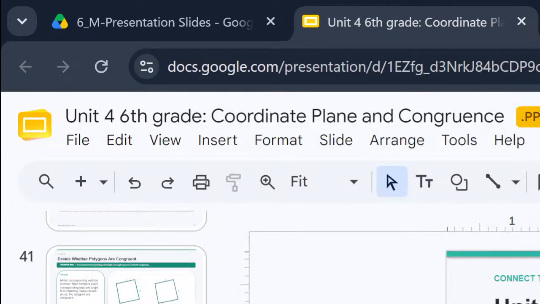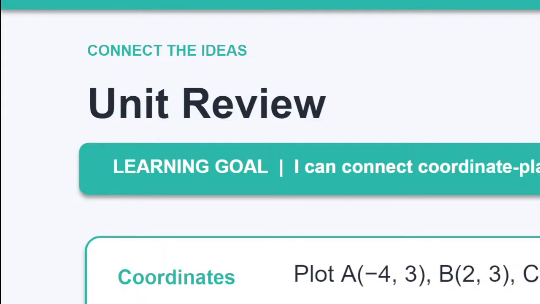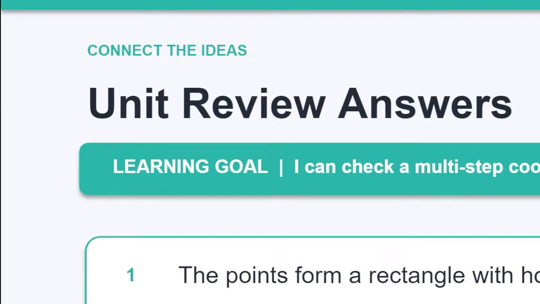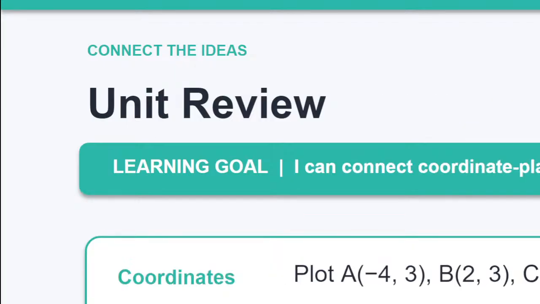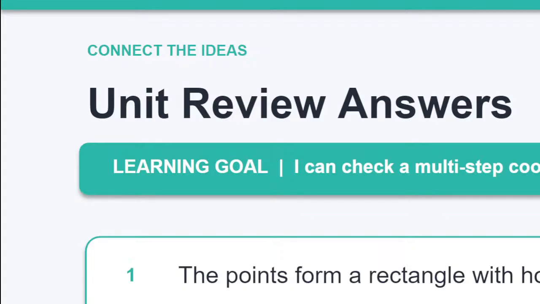It's just like a unit overview: coordinates, distance, properties, symmetry, congruence. Learning goal: I can connect coordinate plane skills with polygon and congruence reasoning. This is the practice. This is the answers.